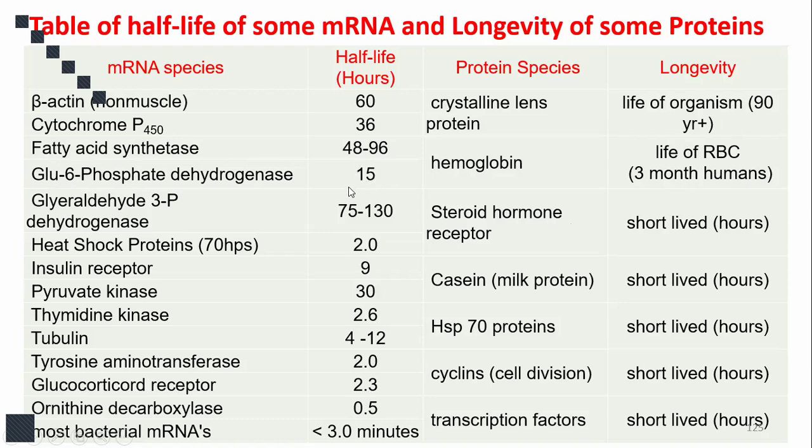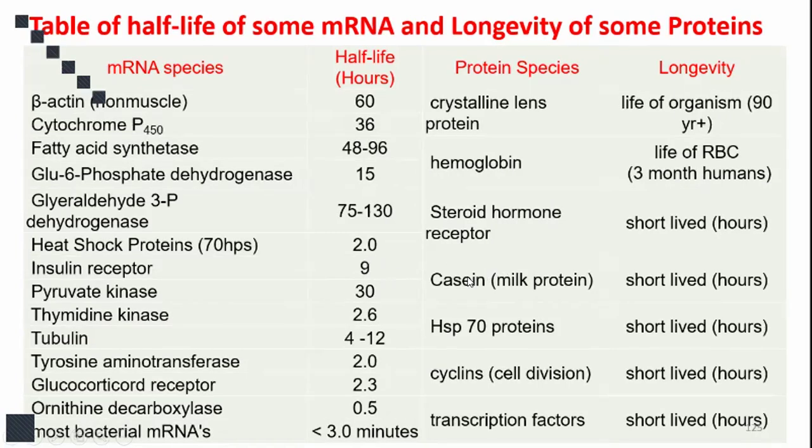Glucose-6-phosphate dehydrogenase is 15 hours. Hemoglobin's maximum lifespan is 3 months. Insulin receptor, for instance, has a half-life of 9 hours, and is short-lived. Then you can see glucocorticoid receptor at 2.3, and stuff like that. And then the last one here, ornithine decarboxylase, most bacterial messenger RNAs, less than 3 minutes.